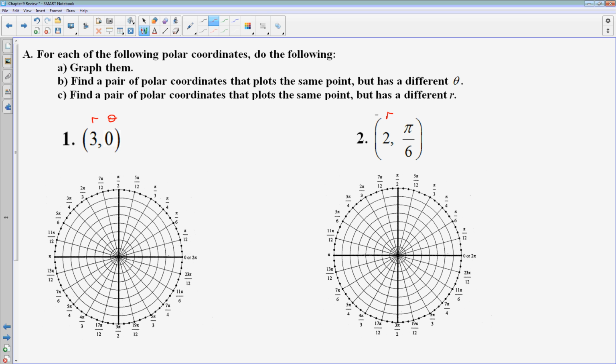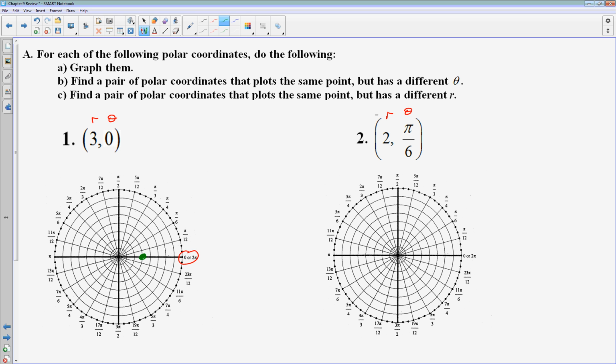This is an r and a theta, where you first find the angle theta, which 0 is right here, and r tells you how far to march out in that direction. So I'm going to go out to 3 units, and there's our point for number 1, and that's part A. So I've done part A. Then it says find a pair of polar coordinates that plot the same point but have a different angle.